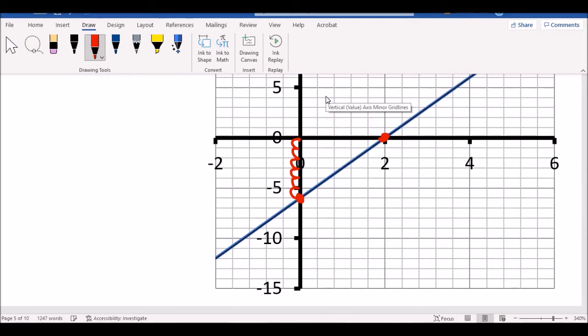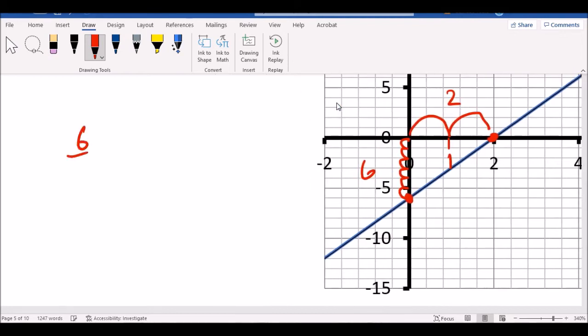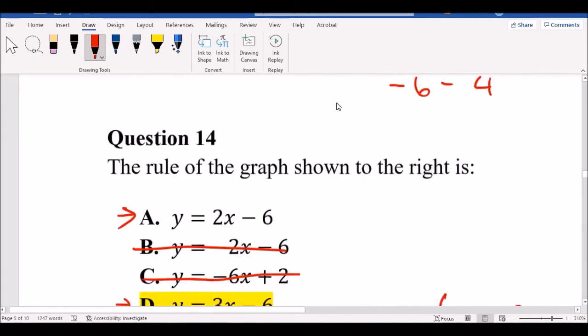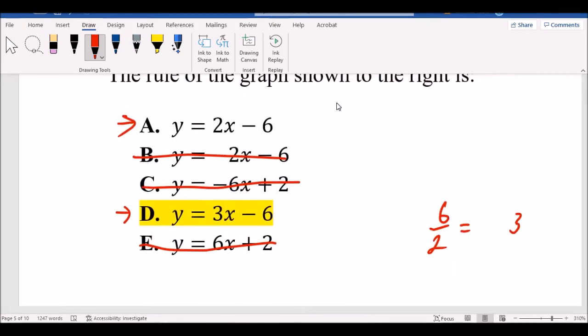Does anyone know why? They're decimals. Good. And if you look at the number line, technically that's 1, that's 2, 3 should be here. So in terms of the spacing, it should be 1, 2 for the run. So 6 over 2 equals 3. So the gradient should be 3. And looking back at our question, the only one with a gradient of 3 is D. So it can't be that one.